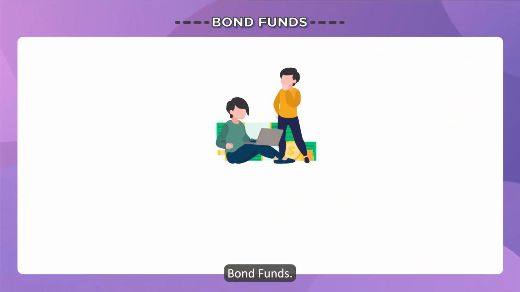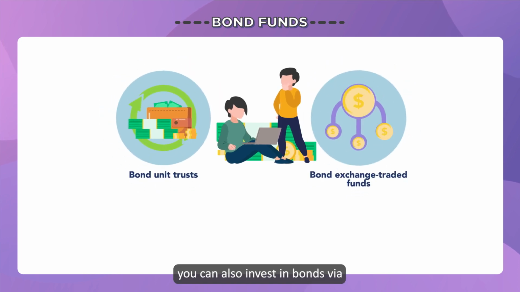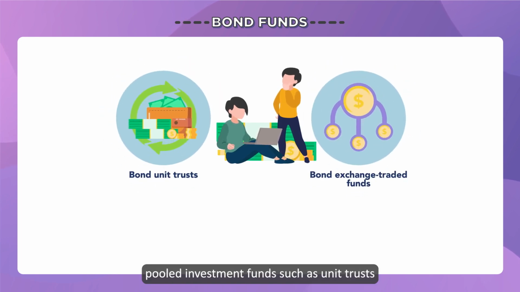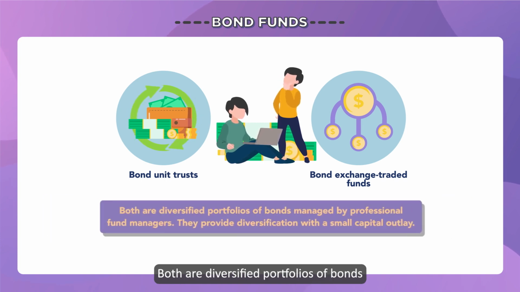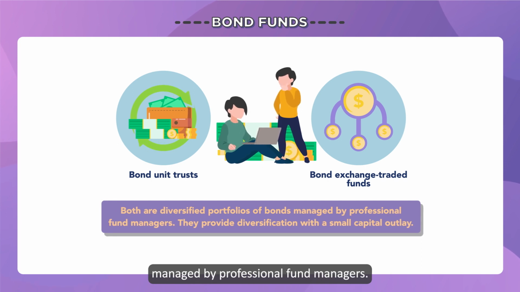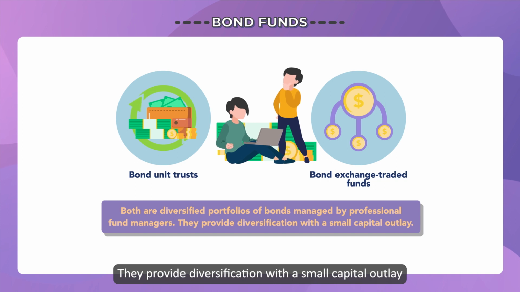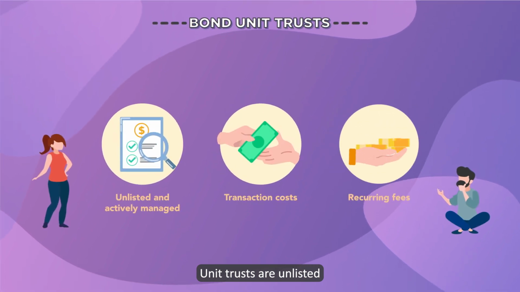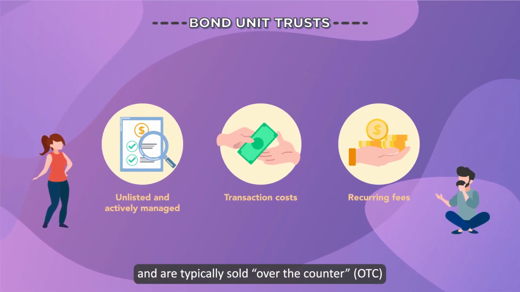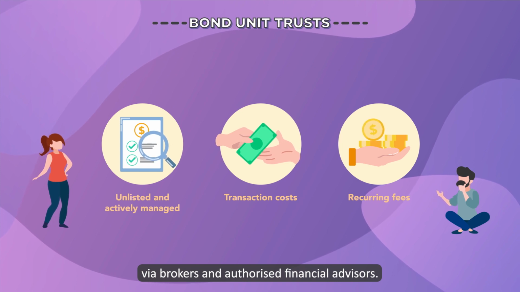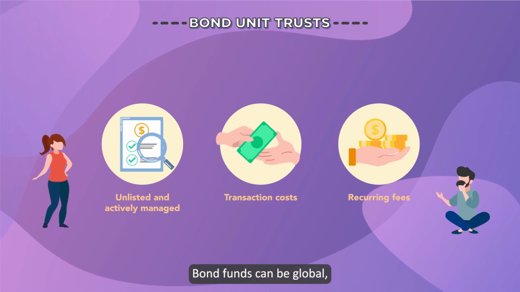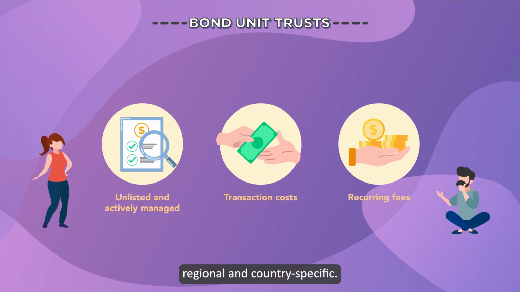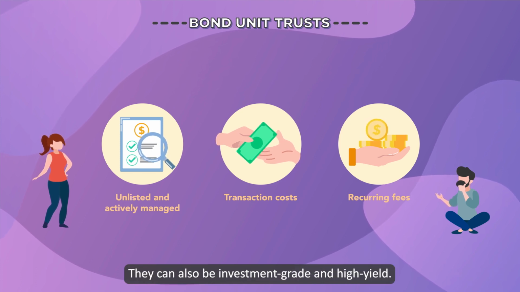Bond funds. Just like equities, you can also invest in bonds via pooled investment funds such as unit trusts or exchange-traded funds or ETFs. Both are diversified portfolios of bonds managed by professional fund managers. They provide diversification with a small capital outlay. Unit trusts are unlisted and are typically sold over-the-counter, OTC, via brokers and authorized financial advisors. They are actively managed. Bond funds can be global, regional and country-specific. They can also be investment-grade and high-yield.